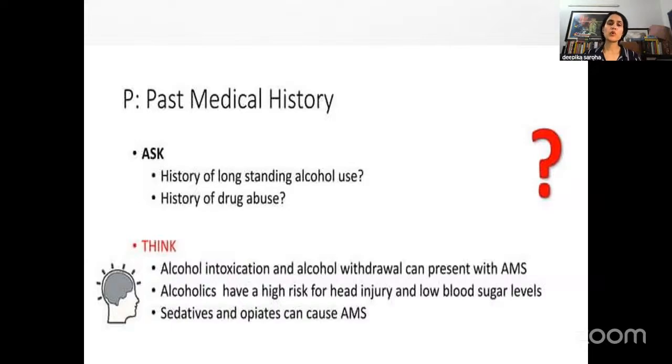If the patient was already taking alcohol, ask how long alcohol was taken, and whether there was a history of any other drug abuse, be it oral or IV. So alcohol intoxication and alcohol withdrawal both can present with AMS, and they have a high risk of head injury, low blood sugar, and even dehydration. The sedatives and opioids themselves can cause AMS.